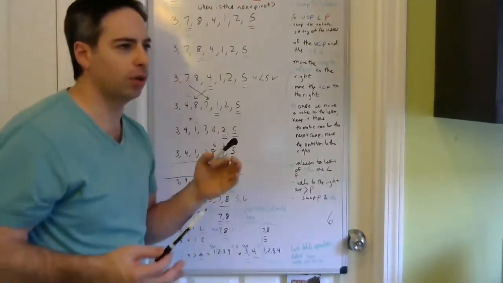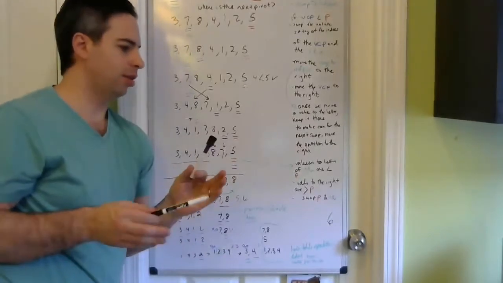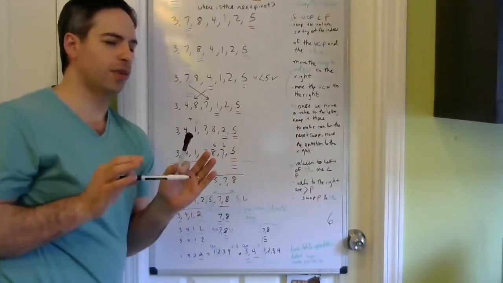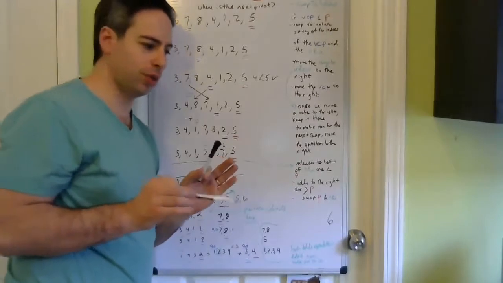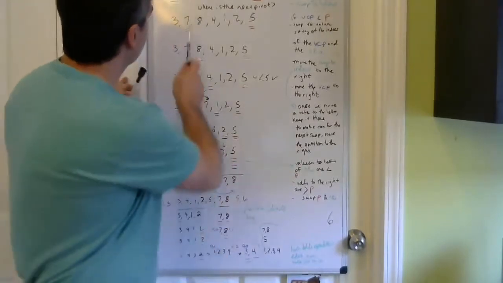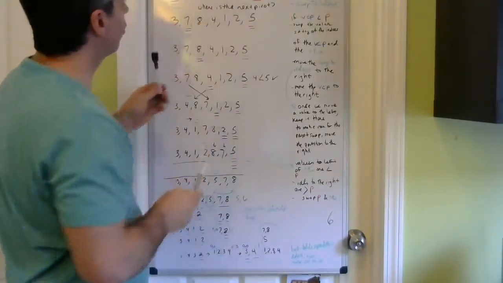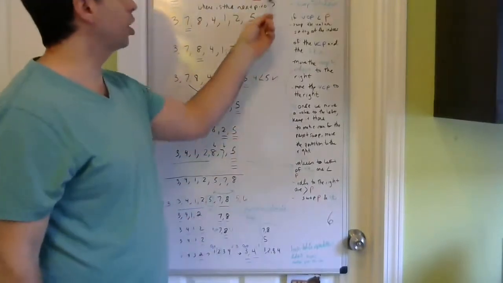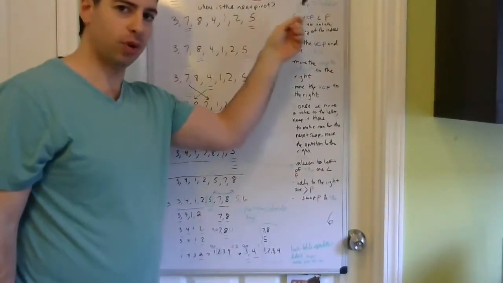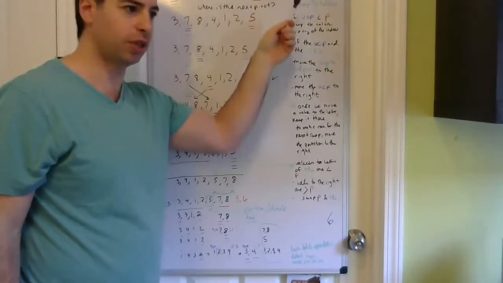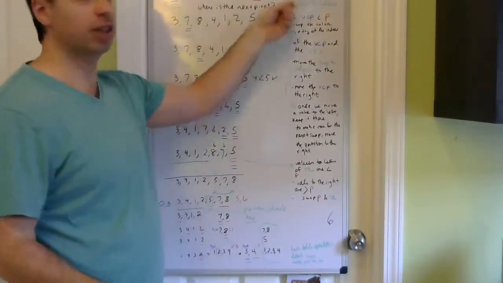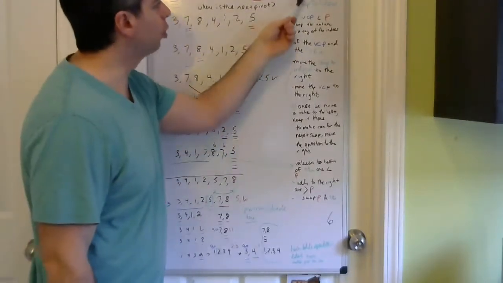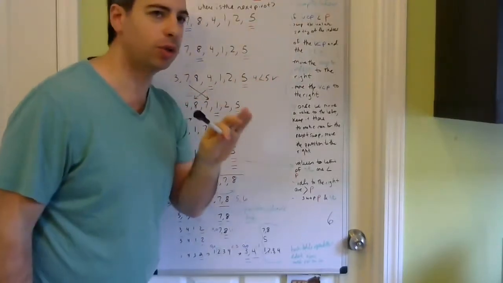But what's a conceptual way of doing that in a way that is very code translatable? I want to show you that method. Okay, 3, 7, 8, 4, 1, 2, 5. I've color coded some things here. The red is my pivot. The pivot is the thing I'm going to be comparing to all the time, and then changing as we do iterations. Blue is the value being compared to the pivot.